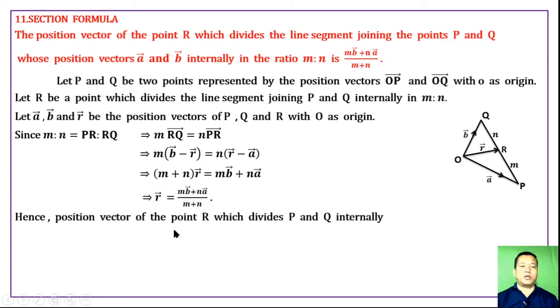Hence, position vector of the point R which divides P and Q internally in the ratio of m is to n is OR vector, which is equal to mb vector plus na vector by m plus n.